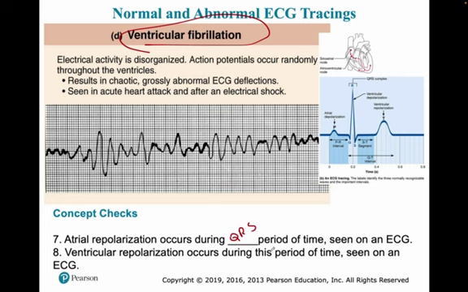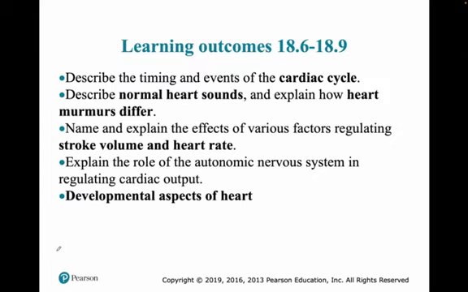Number 8, ventricular repolarization occurs during this time and it is seen on an EKG. This I'm pretty sure you can figure out by looking at the graph. So work on this by yourself. All right. Next, we'll talk about the cardiac cycle, heart sounds, stroke volumes, and then how the autonomic nervous system plays a role in this whole thing, and then the developmental aspect of the heart. We'll talk about that in the fourth part.